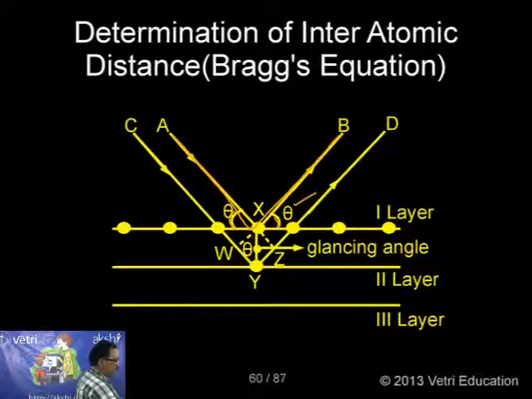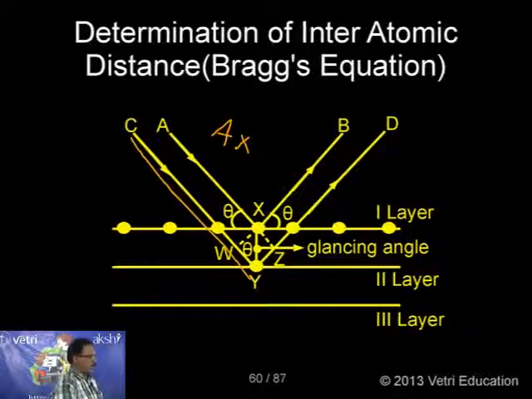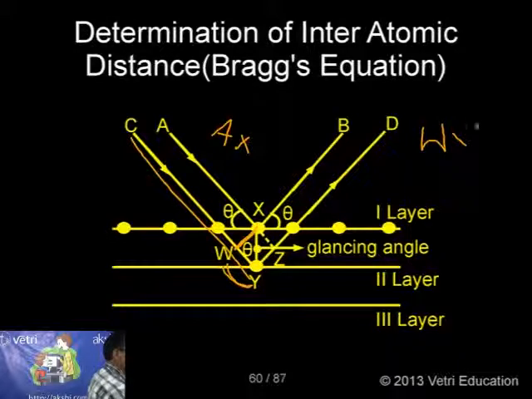Another X-ray beam, CY, comes in, penetrates into the second layer, and again comes out as YD. Now, what is the path difference here? The distance moved by AX is the distance moved by the first wave, whereas CY is the distance moved by the second wave. If you draw a line perpendicular from here, this difference WY, and this is WY, and this difference YZ, is a very interesting piece of information, kindly follow.